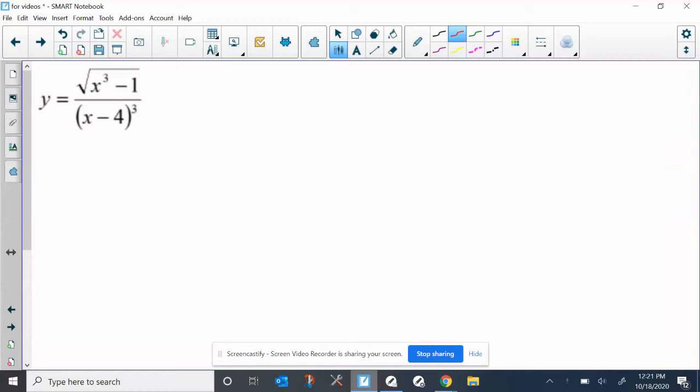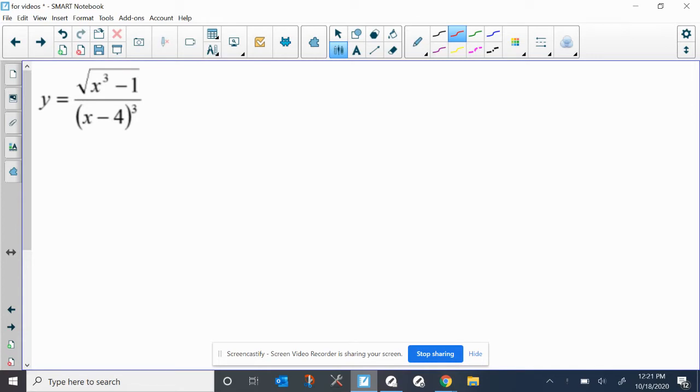So for this, we have y equals the square root of (x cubed minus 1) over (x minus 4) cubed. What you'll notice is that there's not a natural log, so you would have to simplify this in some way. You will learn very soon some other methods to actually take these derivatives, but it would be really long and complicated. And it turns out you don't actually want to do it that way. You want a different way.